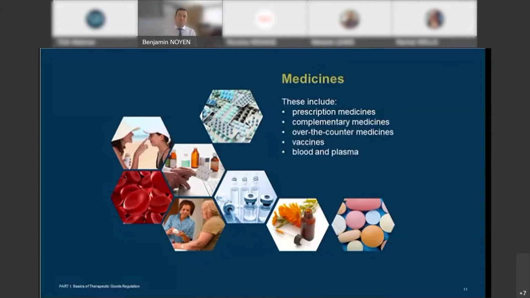Over-the-counter medicines can be purchased without a prescription and are not complementary. So examples are lozenges and some cold and flu tablets. Medicines also include vaccines and blood and plasma.